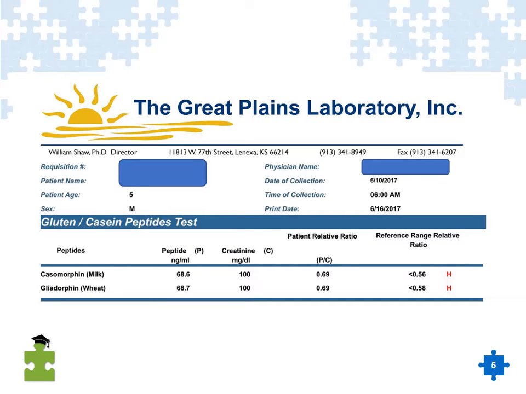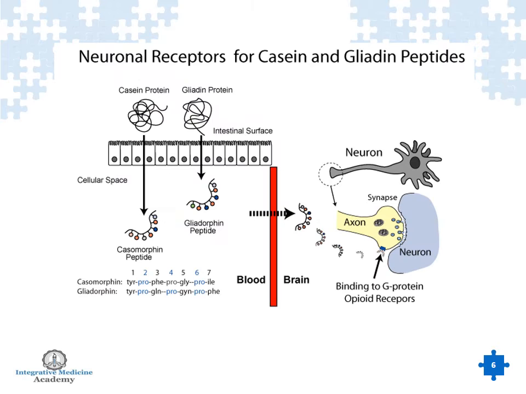Now, Great Plains also has the urinary peptide test. This is where it looks at the casomorphin and the gliadorphin from milk and wheat, respectively, to see if they're elevated. In this particular case, we see that it's high in this particular child. So peptides are not linked to the immune system. They're not triggering an inflammatory reaction like IgG or IgE. I should say they're not triggering an immune reaction, but they can have a chemical effect.